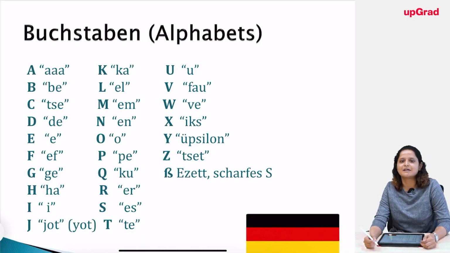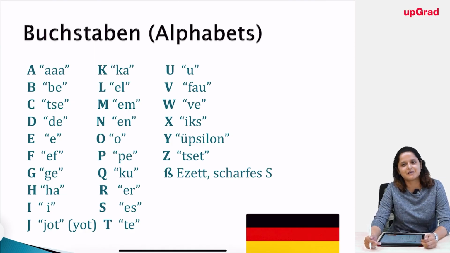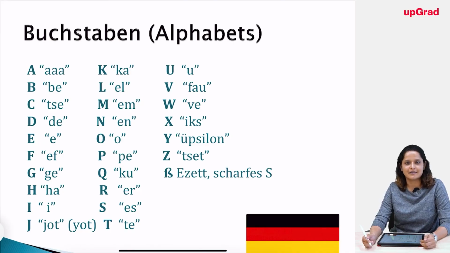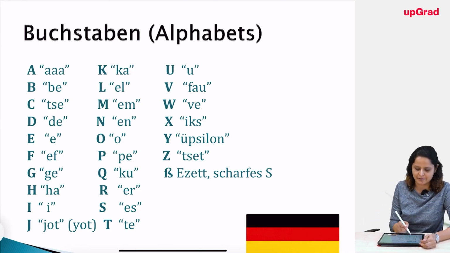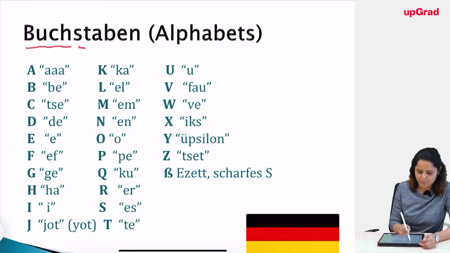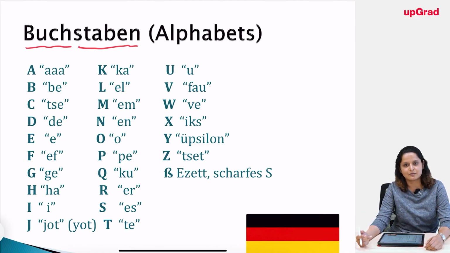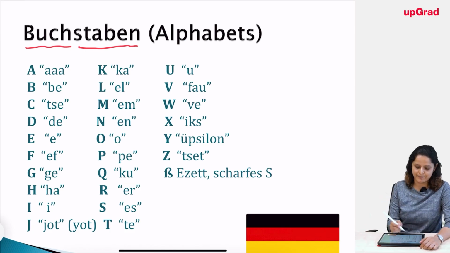So let us start with our basic German learning module. The first section that we will be covering today is alphabets. Alphabets in Deutsch, in German, are called Buchstaben. Okay, so I'll just repeat the pronunciations once, with the phonics.